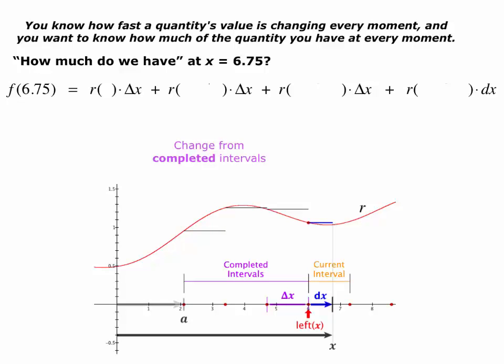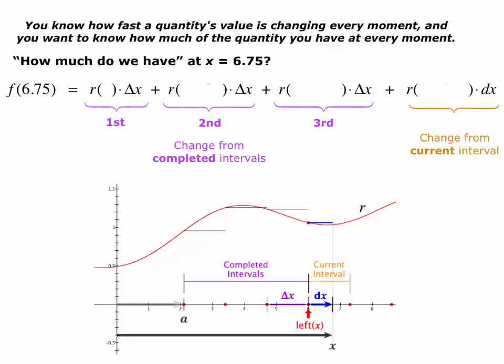So we have the change from the completed intervals. When x is 6.75, there are 3 completed intervals. And we have the change from those. M times change in x, first interval. M times change in x, second interval. M times change in x, third interval. And then we'll have the change from the current interval, which will be m times dx. A little bit shorter, right? It'll be less. But it's the same principle for all of them: m times the change in x. We're going to add them all up. Okay?